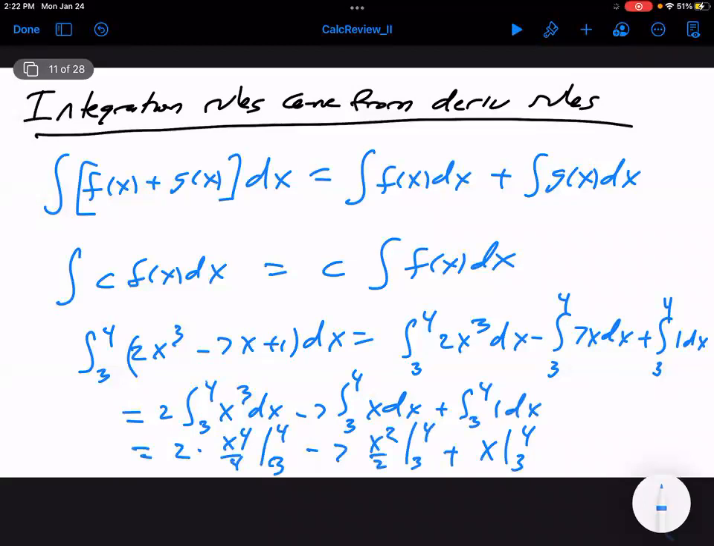So again, we break a complicated problem into a lot of simpler problems. Okay, so we have the product rule and the quotient rule and the chain rule still to come. So each of these has to give us something for integration.